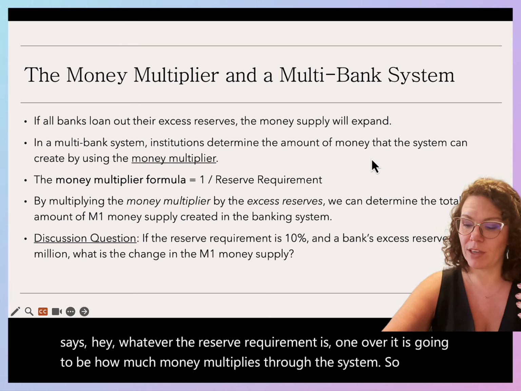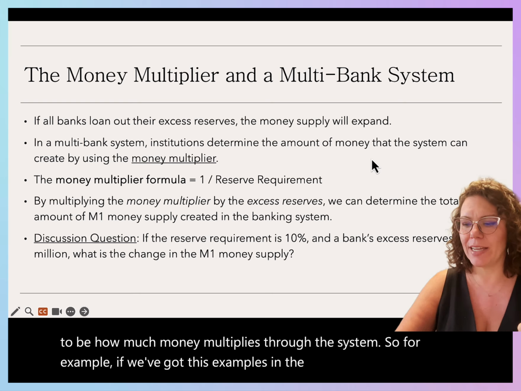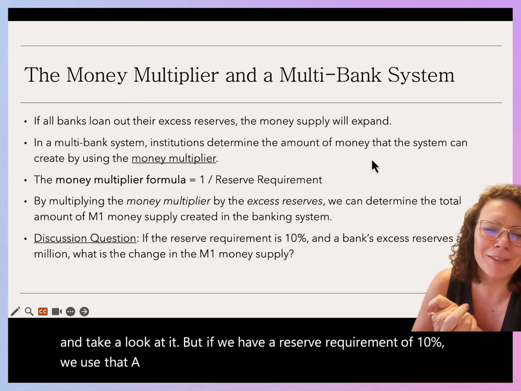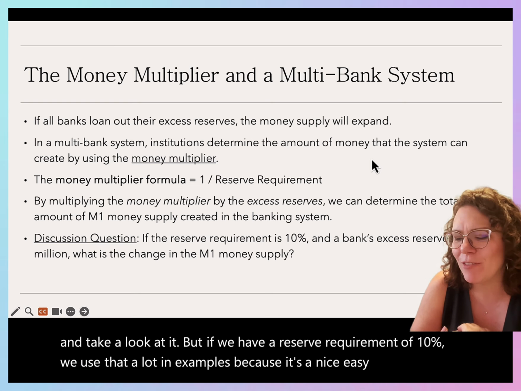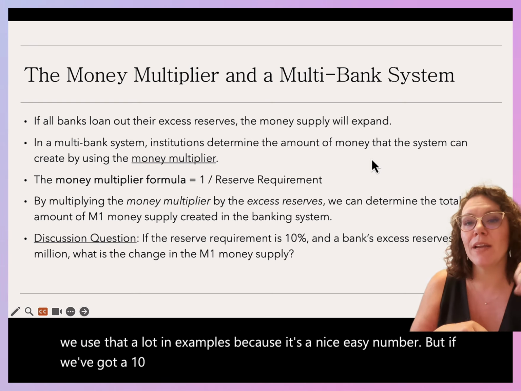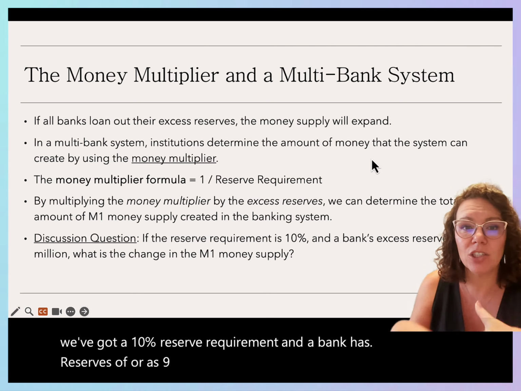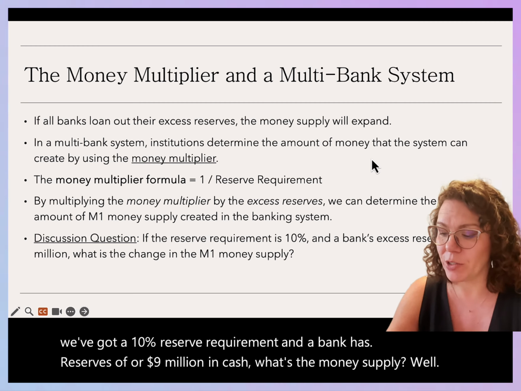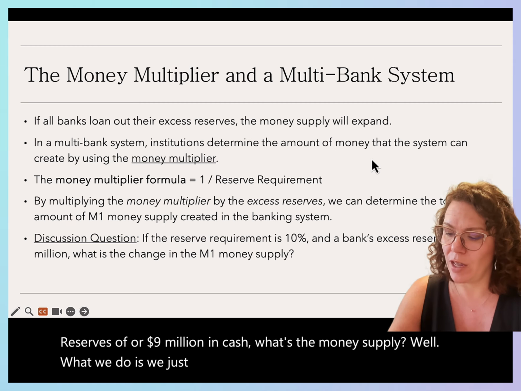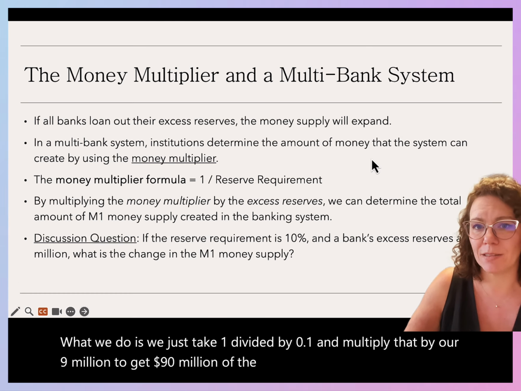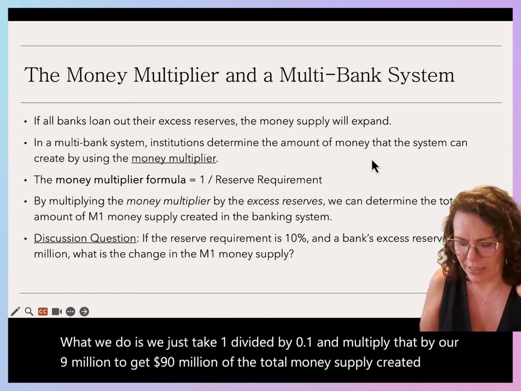For example, this example's in the textbook, so you can go in and take a look at it. If we have a reserve requirement of 10%, we use that a lot in examples because it's a nice, easy number. If we've got a 10% reserve requirement and a bank has $9 million in cash, what's the money supply? Well, we just take 1 divided by 0.1 and multiply that by our 9 million to get $90 million of the total money supply created by fractional reserve banking in this system.